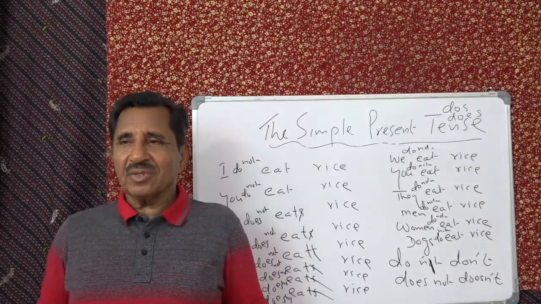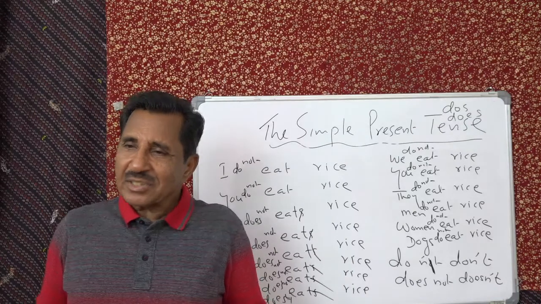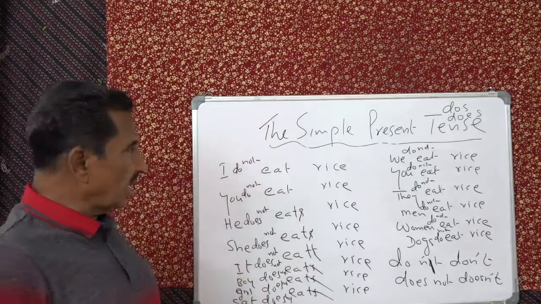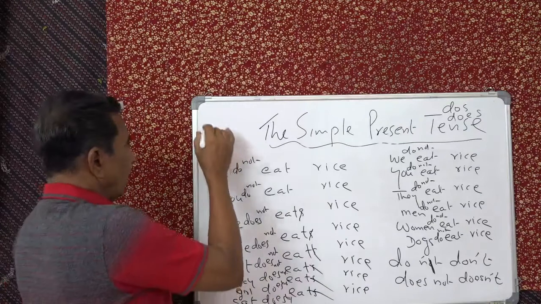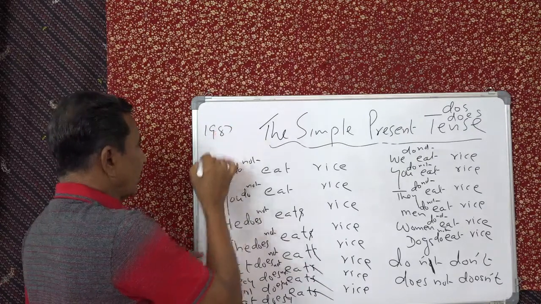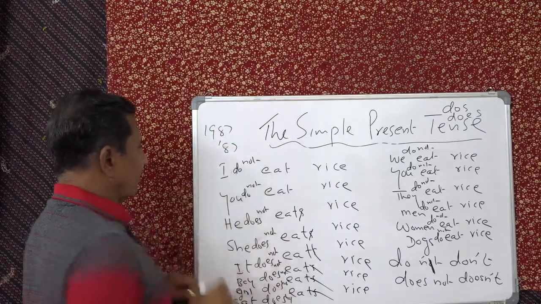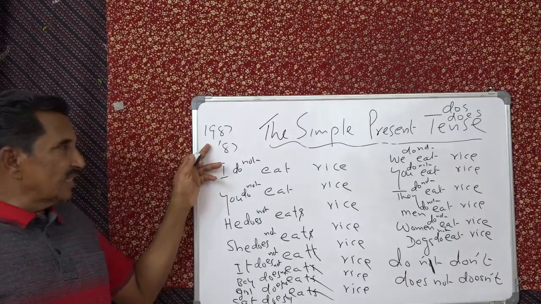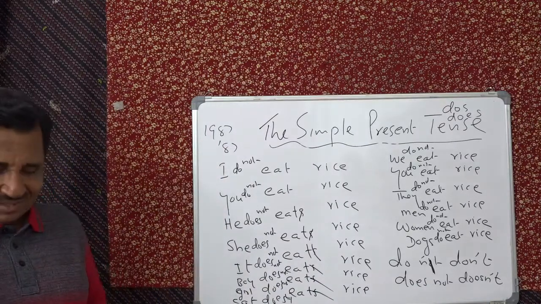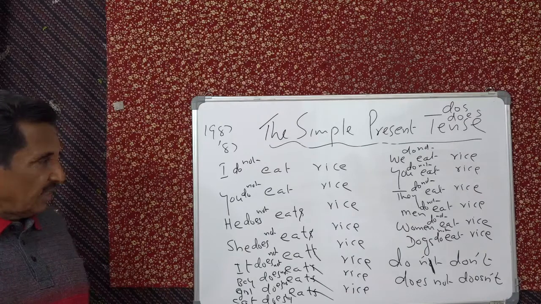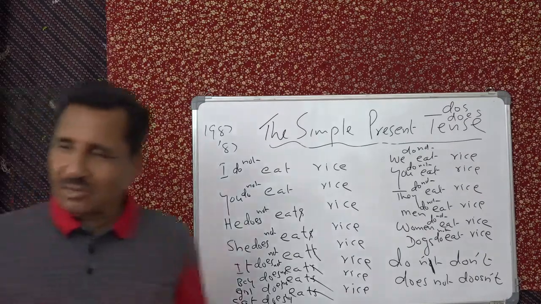Apostrophe is always used for anything that is missing. See, when you write now 1987, what do you write? 87. That means these numbers are missing, 19. So that is like that. Is that clear to you?